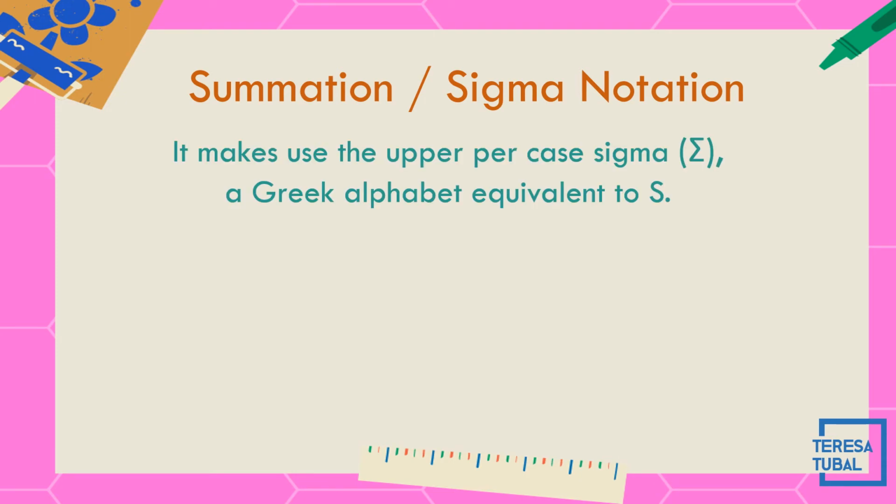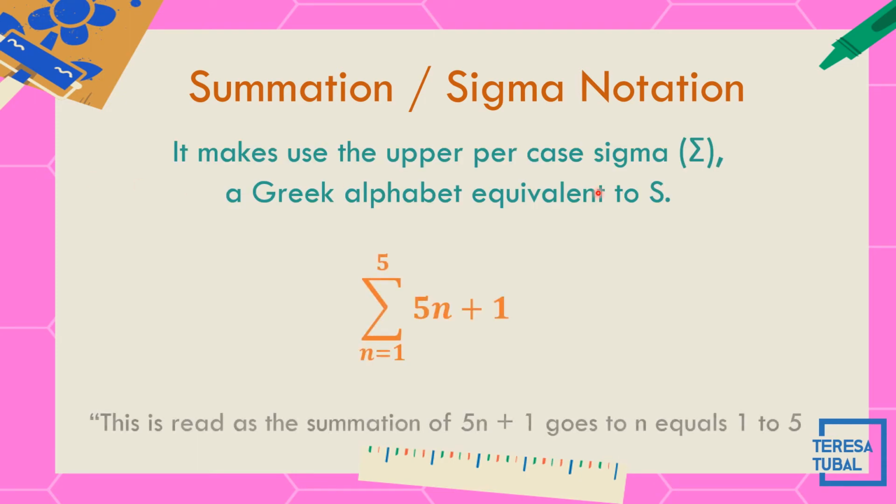Summation or sigma notation. So it makes use of the uppercase sigma. So this is sigma, a Greek alphabet equivalent to S. So how to read this sigma notation? This is read as the summation of 5n plus 1, goes n equals 1 to 5. Again, summation of 5n plus 1 goes to n equals 1 up to 5.